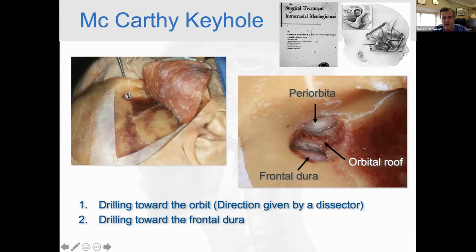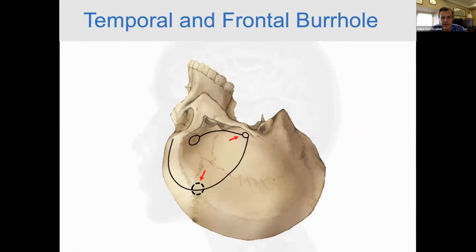Once you have done this opening of the orbit, you go in the other direction to expose the temporal dura, and you will have periorbita and frontal dura on this bridge of bone in between, which is the superior wall of the orbit. Then 2 other burr holes, 2 or 3 or 4, whatever you need to preserve the dura mater. The number of burr holes is only made to preserve the dura mater when you elevate the bone flap.